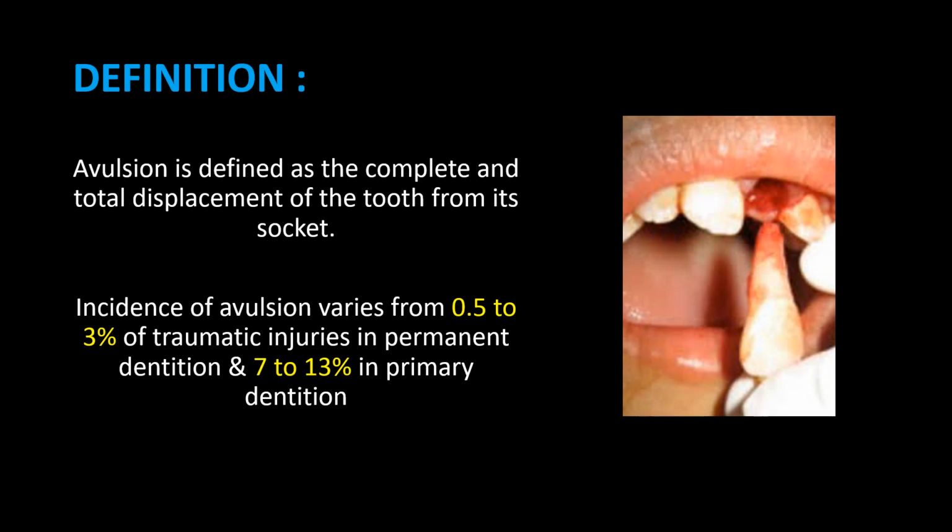Avulsed tooth, Part 1. Definition. Avulsion is defined as the complete and total displacement of the tooth from its socket. Incidence of avulsion varies from 0.5 to 3% of traumatic injuries in permanent dentition and 7 to 13% in primary dentition.